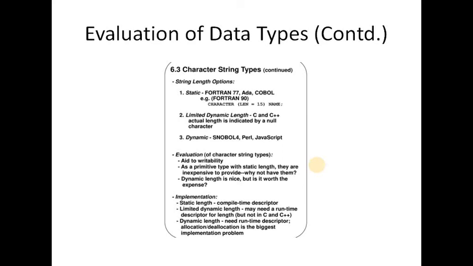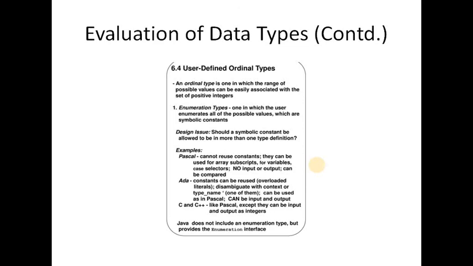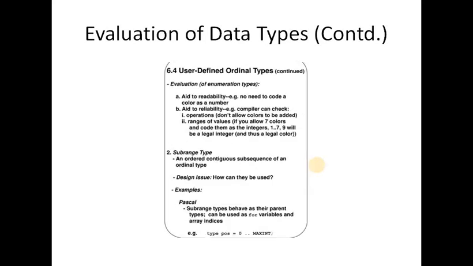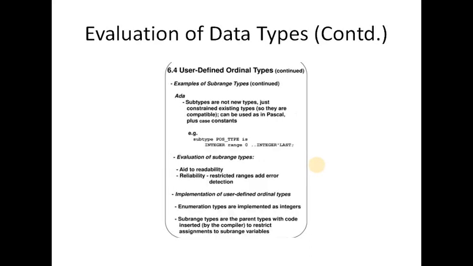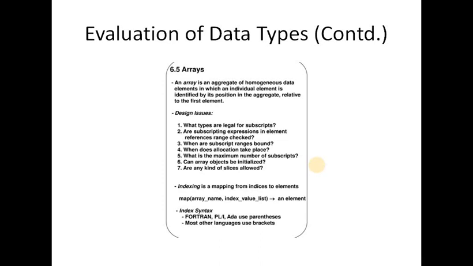As per the primitive type with static length, they are inexpensive to provide. So we are using dynamic length. User-defined ordinal types: an ordinal type is one in which the range of possible values can be easily associated. After that, we have classification with the aid of reliability and readability. So we are focusing on these two terms, reliability and readability. User-defined ordinal types: subtypes are not new types, they just constrain existing types. So this is the description of array.